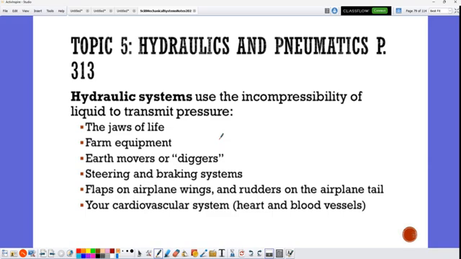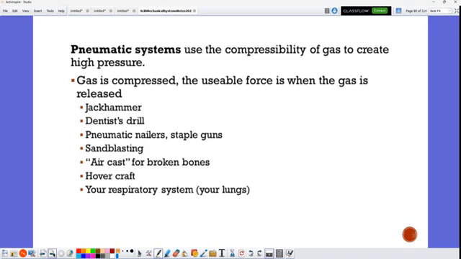Hydraulic systems use the incompressibility of liquids to transfer pressure. Some examples are used in the jaws of life, farm equipment, earth movers or diggers, steering and braking systems, flaps on airplane wings, rudders on an airplane tail, your cardiovascular system, any condition where a fluid is being pumped.